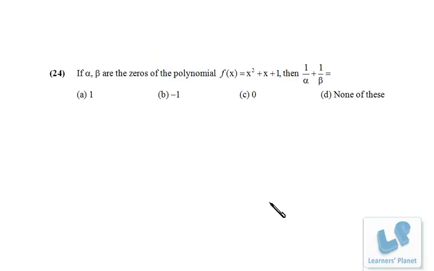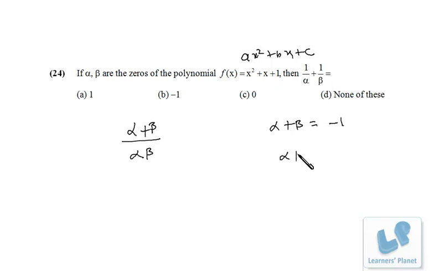Now in this question, 1 upon alpha plus 1 upon beta we have to calculate. If I take LCM, I'll be getting alpha plus beta by alpha beta, right? Now what will be the value of alpha plus beta from here? It's minus b by a if I make comparison from ax square plus bx plus c. So coefficient of x by coefficient of x square in negative. So it's minus b by a, so it's minus 1, and alpha beta is what? Product of the roots, that is the constant term, right? So alpha beta is 1. I just put the value over here, so it's minus 1 by 1, precisely it is minus 1, right?